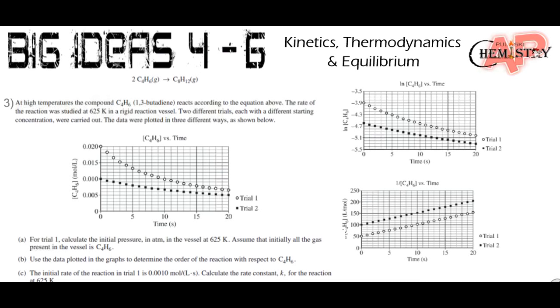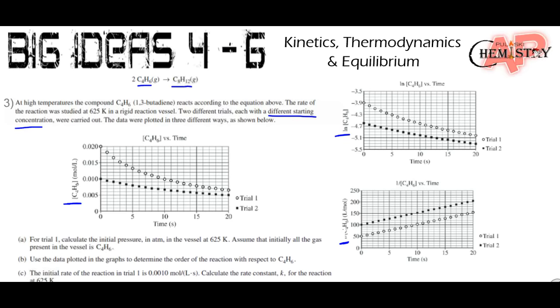Moving on to our next question, this jumps out as a kinetics problem. And we're given many graphs. It gives us an equation of C4H6, and it's converting to C8H12. It says at high temps, the compound C4H6 reacts according to the equation above. The rate of the reaction was studied. 2 different trials, each with a different starting concentration, were carried out. The data were plotted in 3 different ways. So this should look very familiar. We have concentration here on the left. We have natural log of concentration, and then we have inverse of concentration.